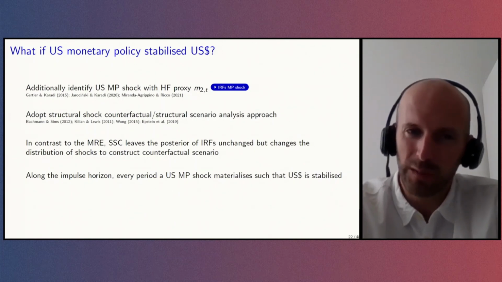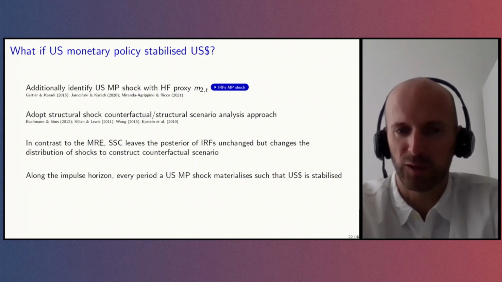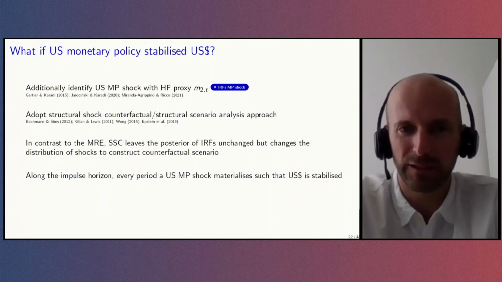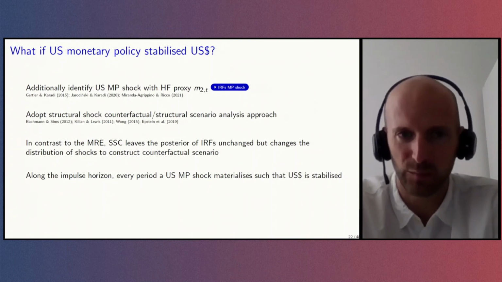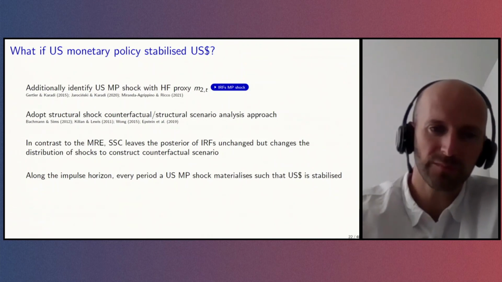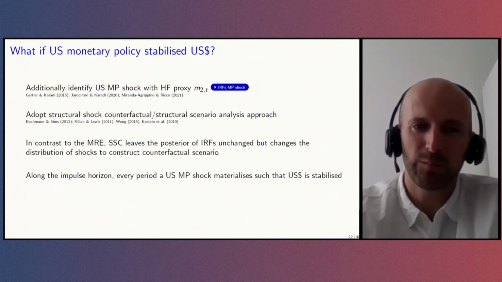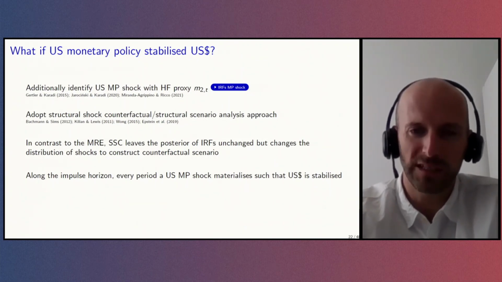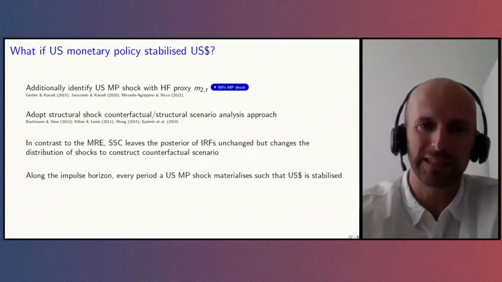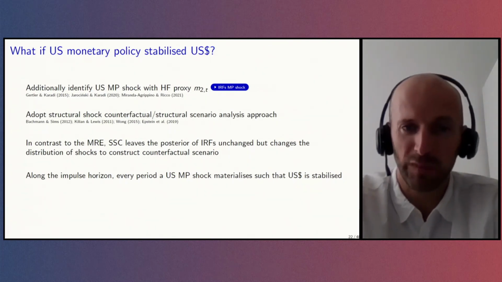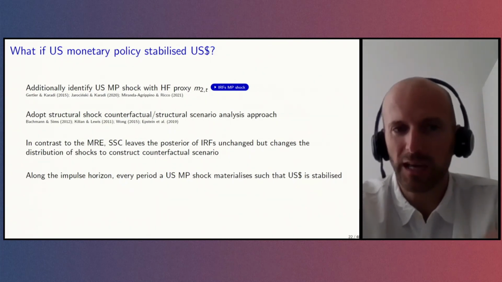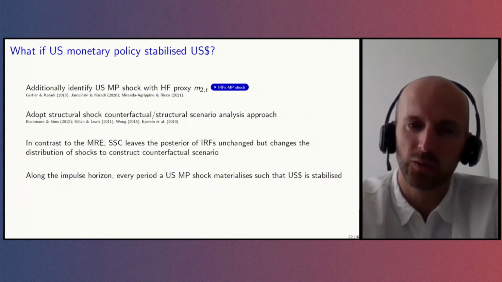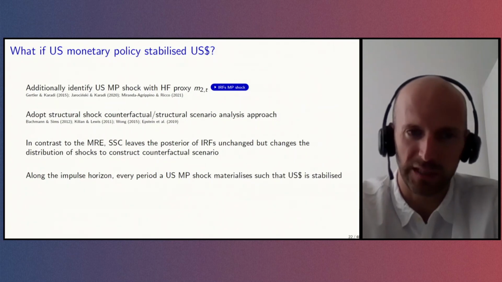In order to implement this technically, we need US monetary policy shocks. That's why we identified a second structural shock with a second proxy variable earlier. And every period along the forecast horizon, along the impulse response horizon, we let a US monetary policy shock materialize. And the size of that shock is chosen precisely in order to keep the dollar exchange rate at baseline.